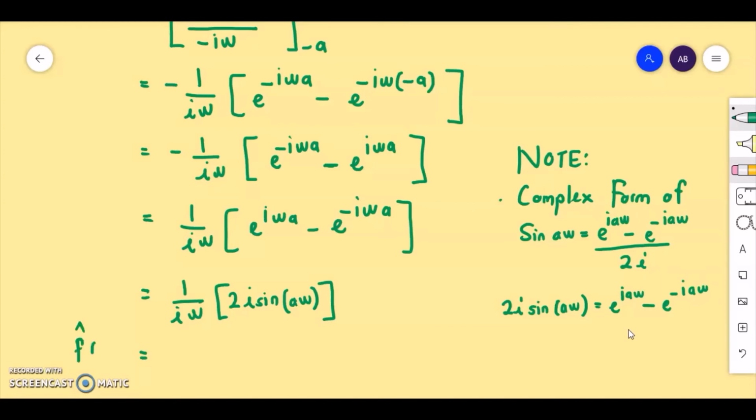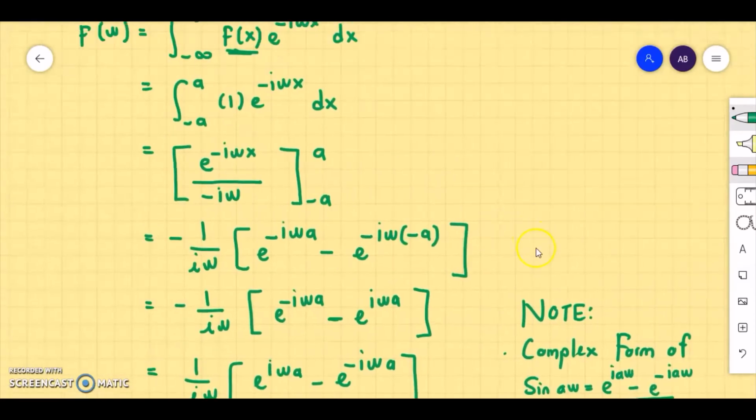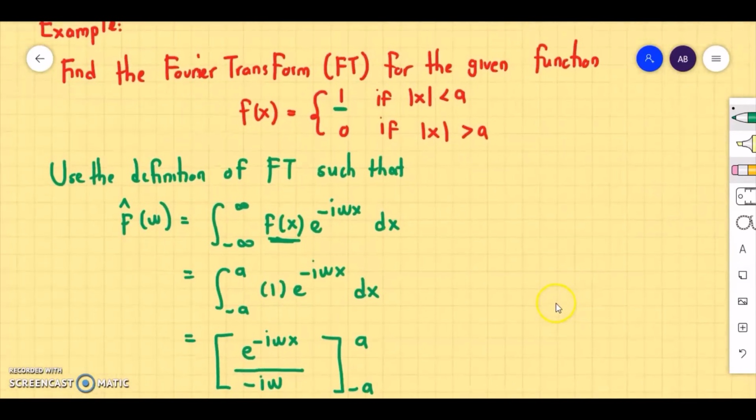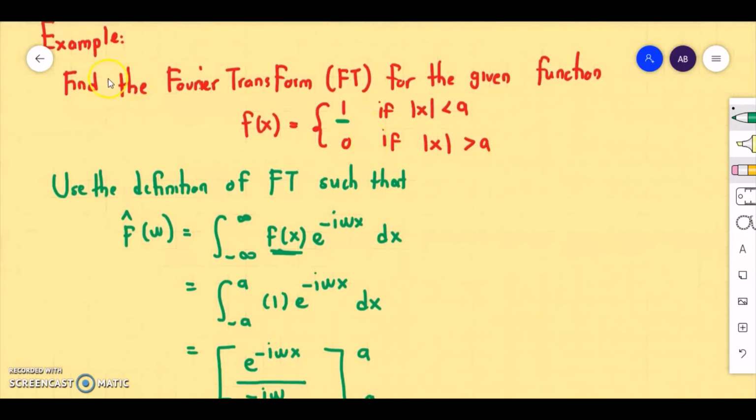Okay, the Fourier transform for that piecewise function, I can cancel out my omega, my i, that'll give me 2 sine a omega over omega. Okay, so that's the solution for this question. Very simple piecewise solution. Now, if the question said something like find the inverse, okay, maybe I can show that too.